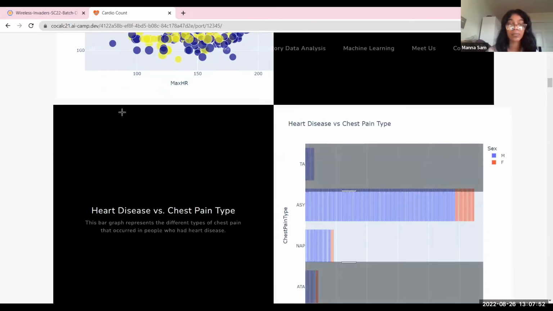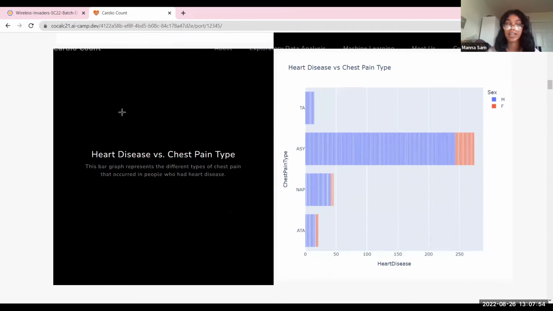Our third model for this data set compares heart disease and different chest pain types, and also the differences between the male and female and the way they both have these types of chest pains. And you could compare how that affects heart disease.